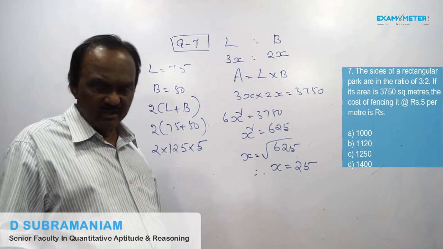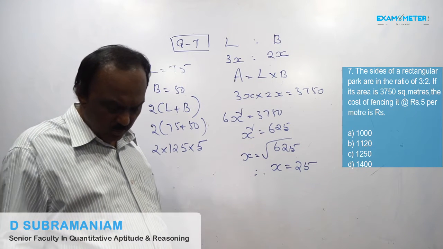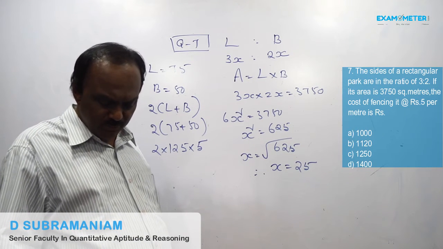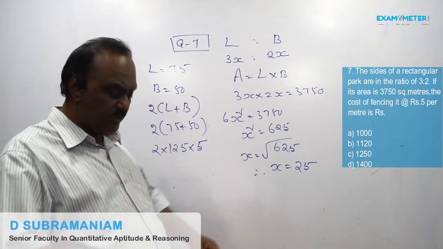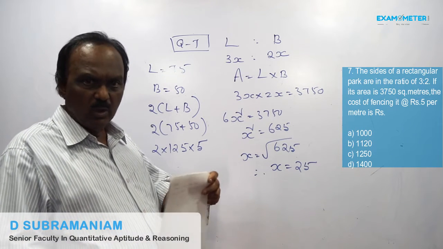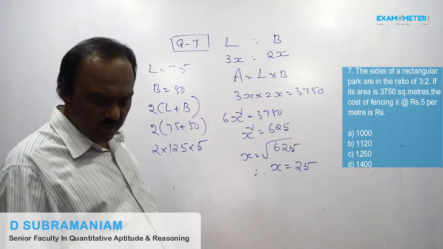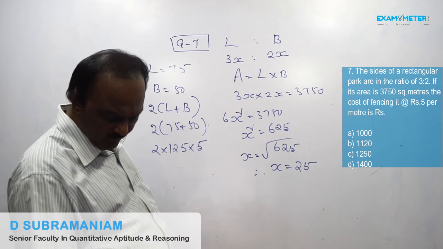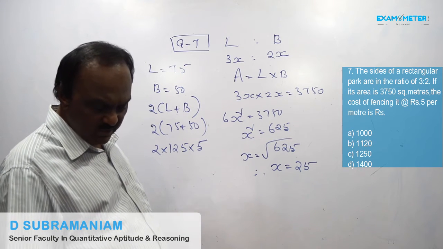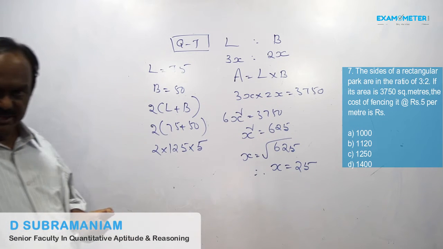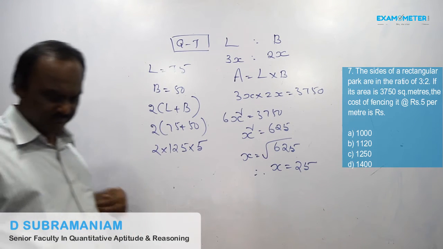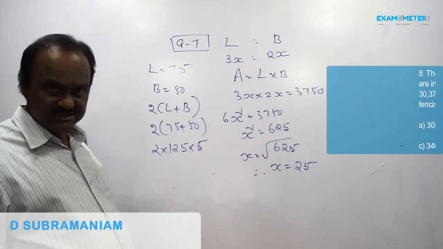For each meter they are charging 5 rupees. So 250 into 5, that is 1,250. So cost of fencing is 1,250. So answer is D, 1,250.